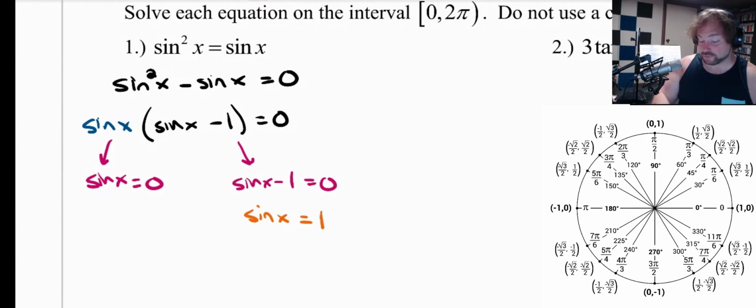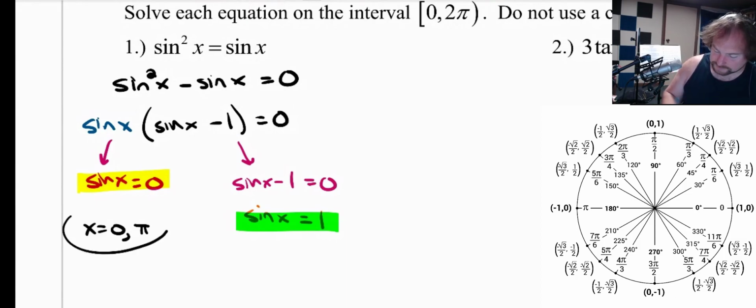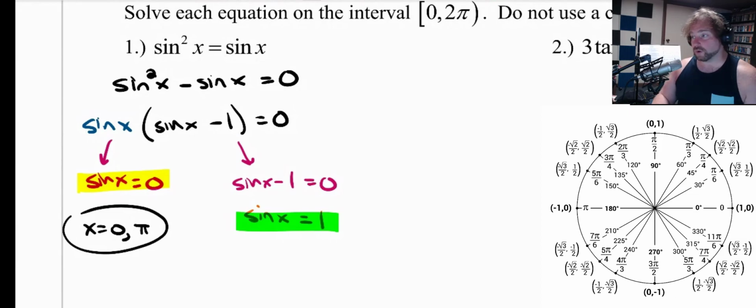And that turns this problem into a pretty easy little thought experiment. When is the sine equal to 0, or when is the sine equal to 1? Just remember that the sine is the y value, or the vertical, as you rotate around the circle. So where does sine equal 0? Well, that happens when x is equal to 0 and when x is equal to pi. And sine of x equals 1 at only one spot, pi over 2.